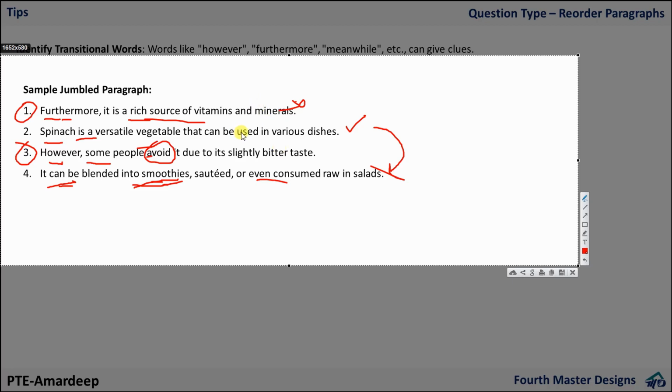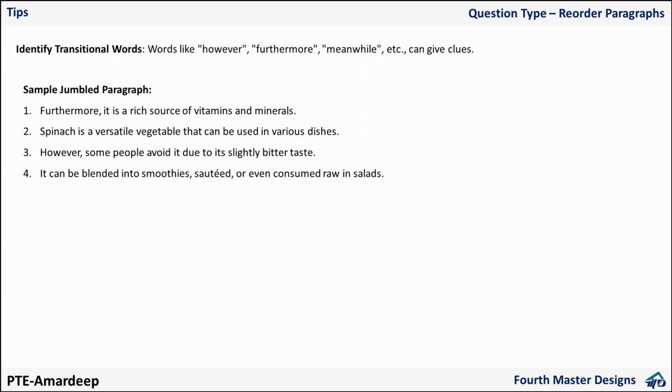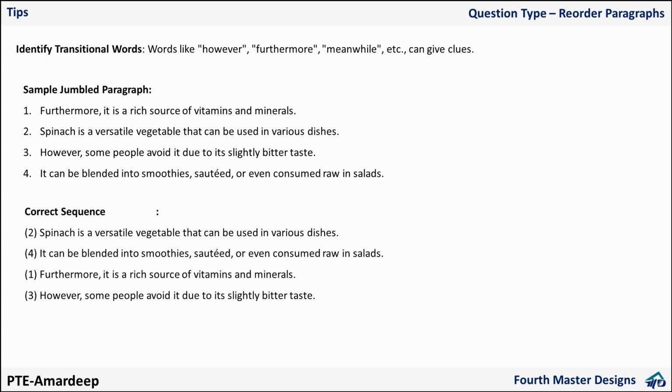And then comes the last one. Some people avoid it. Even though it has vitamins and minerals, some people avoid it. Why? Because of its slightly bitter taste. So what is our correct sequence here? The correct sequence here is 2413.